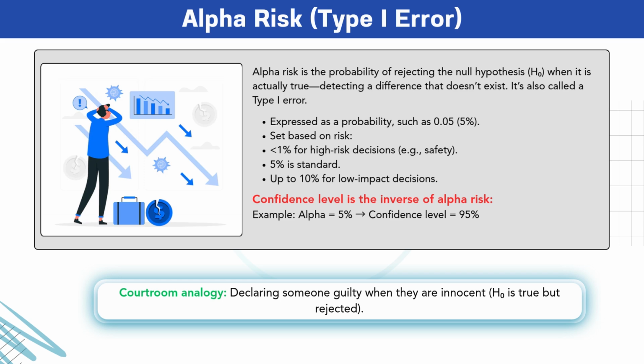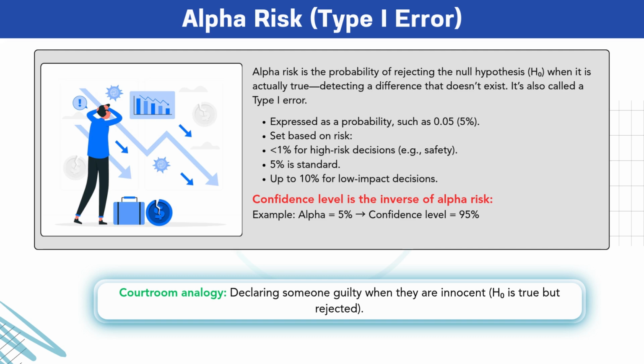Alpha risk is the risk of rejecting the null hypothesis, H0, when it is actually true. That means we are detecting an effect or difference that doesn't actually exist. A false positive. Think of it like making a wrong call in your statistical test. Let's break it down. It's expressed as a probability, typically 0.05 or 5%. This means there's a 5% chance you're making a type 1 error when using a standard alpha.